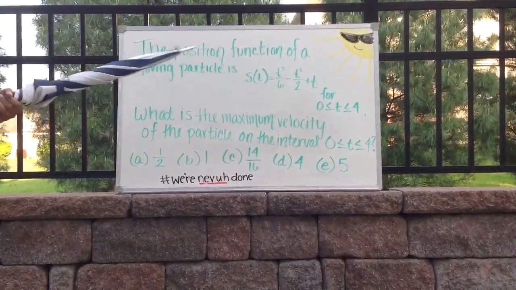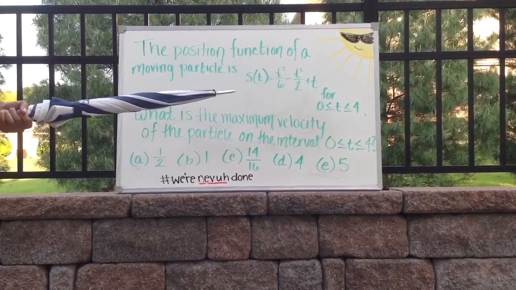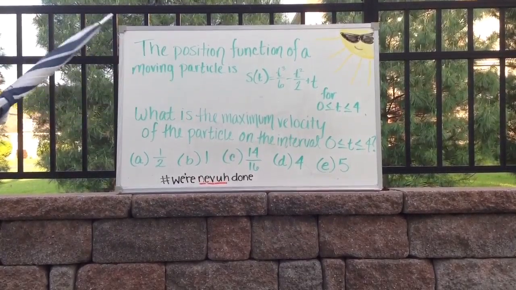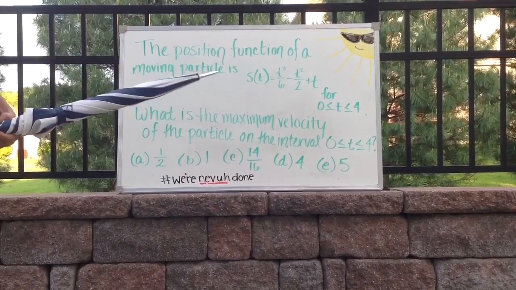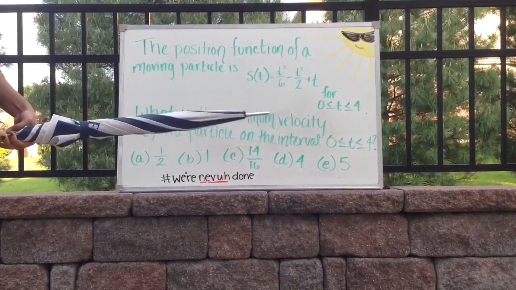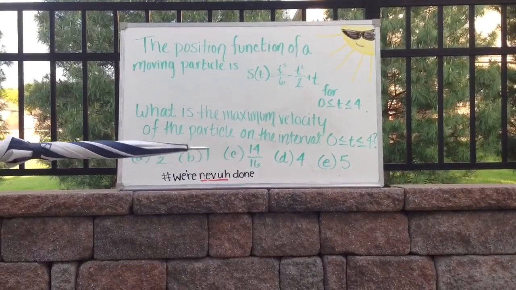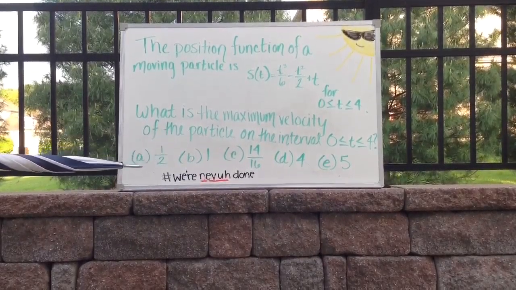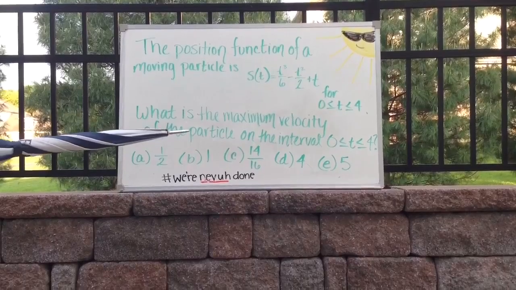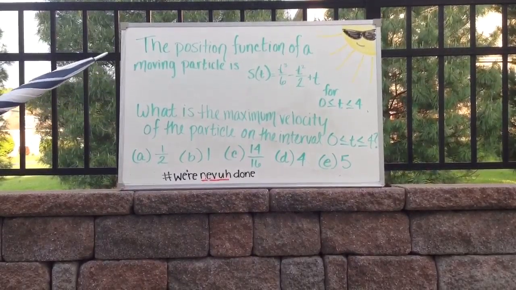The position of a moving particle is s of t equals t cubed over 6 minus t squared over 2 plus t for the interval 0 to positive 4. What is the maximum velocity of the particle on the interval from 0 to 4? A, 1/2, B, 1, C, 14 over 16, D, 4, and E, 5.